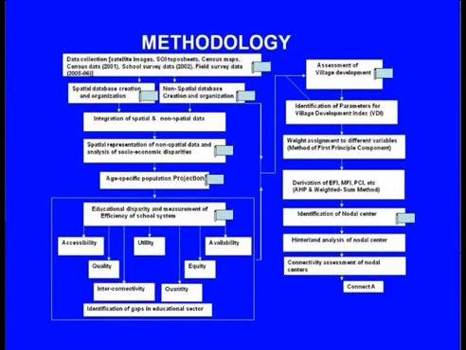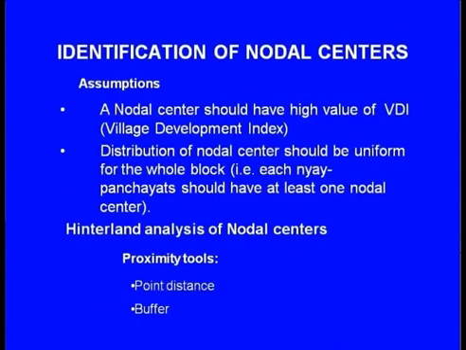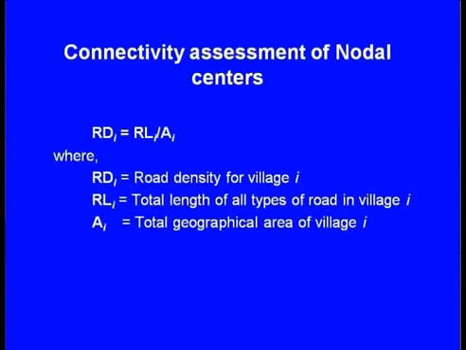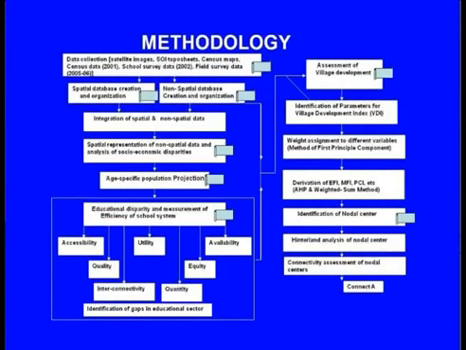On the basis of this, we identify the parameters for village development indices, weights are given through principal component, and finally, we try to identify what is the nodal center. For this, we use the highest value of VDI and try to take into account the proximity tools, that is point and buffer distances, so as to work out what is the connectivity between the nodal centers which is there, and based on this we then proceed ahead to find out what is the connectivity assessment of the nodal centers which are there.